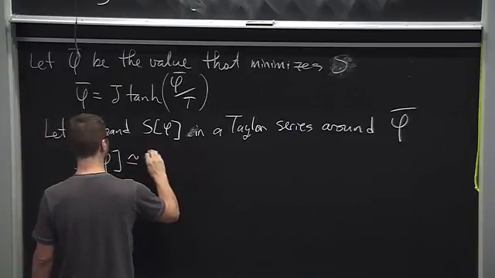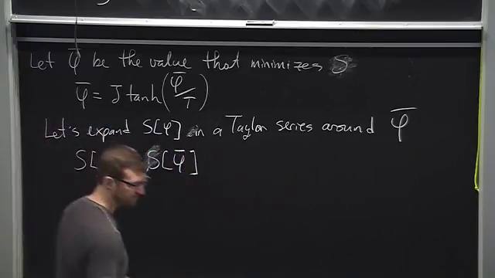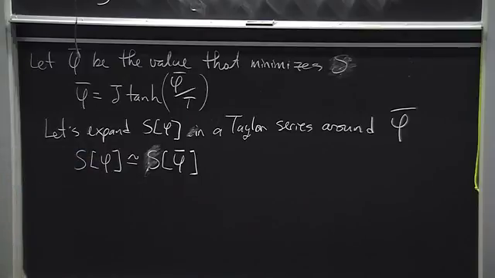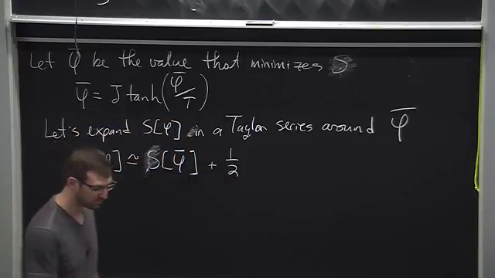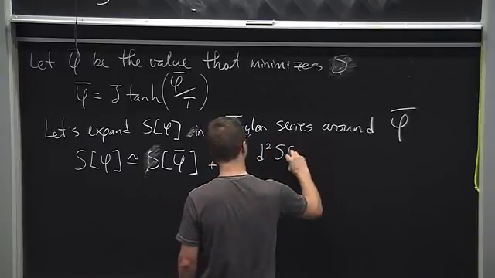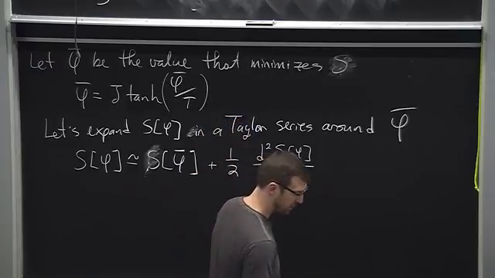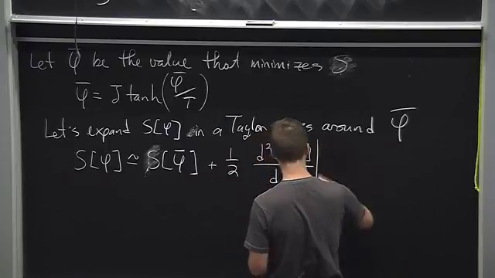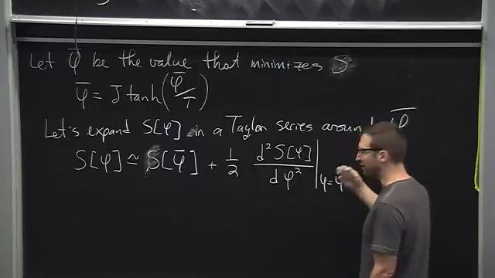Okay, so the first term is just S at phi bar. The first derivative is 0 at the minimum, right? That defines the minimum. So the next term in this Taylor expansion will be the second derivative. And I'll have to evaluate that like I did this. So phi equals phi bar times phi minus phi bar.